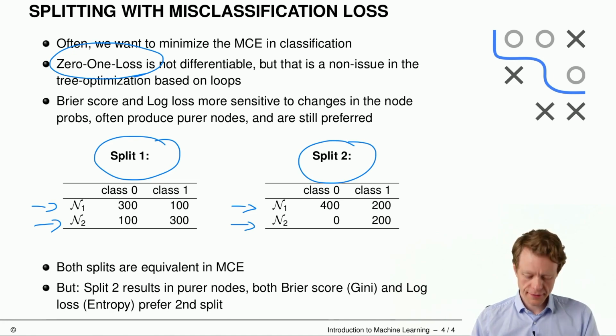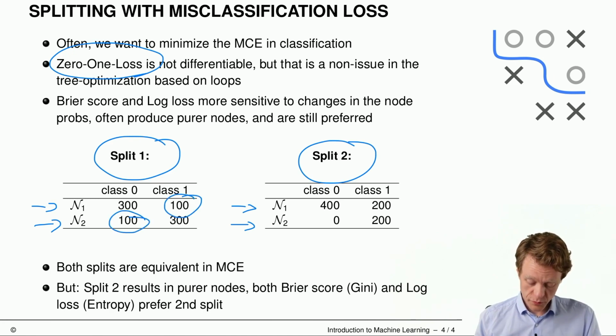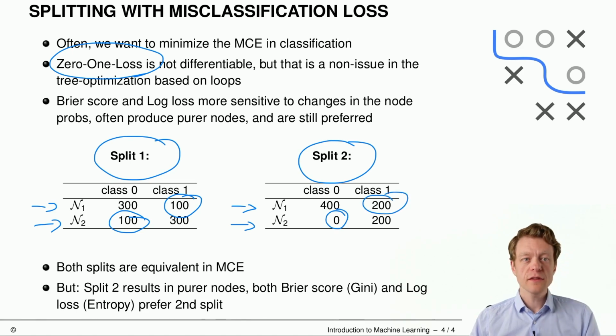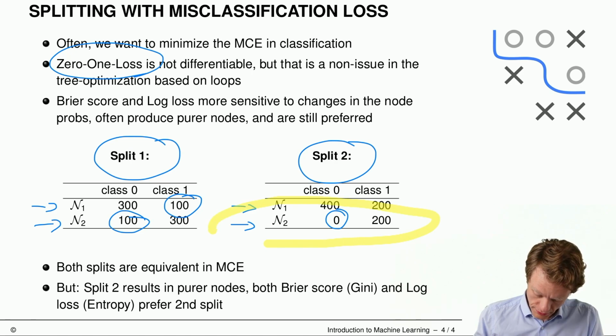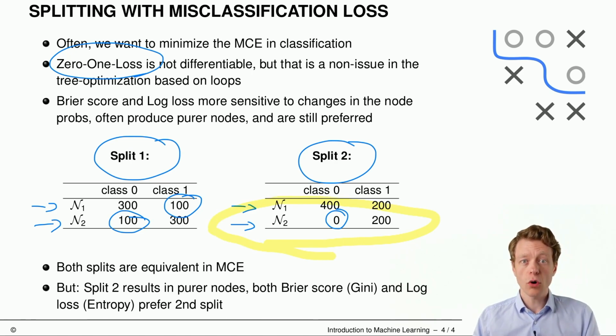And what you see here is that with both splits, we end up misclassifying 200 observations. So for the misclassification error, it really doesn't make a difference if we choose split 1 or split 2. But split 2 has purer nodes. Okay, so purer nodes means that this node N2 is pure in the sense that all the observations in that node belong to class 1, and not a single observation in node N2 for split 2 belongs to class 0. So that's a pure node, which is great, of course.